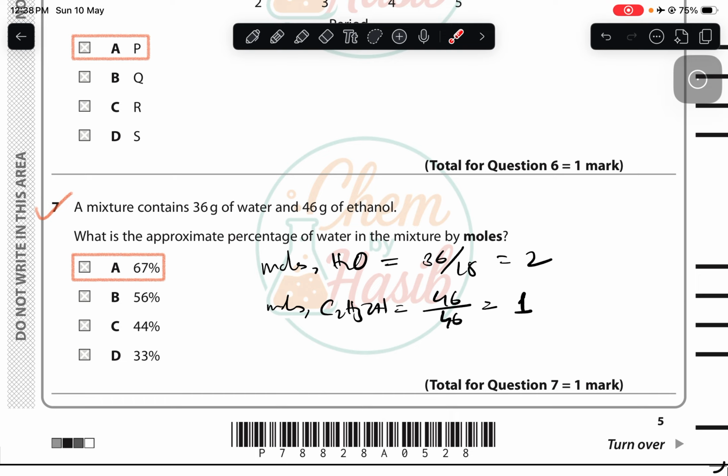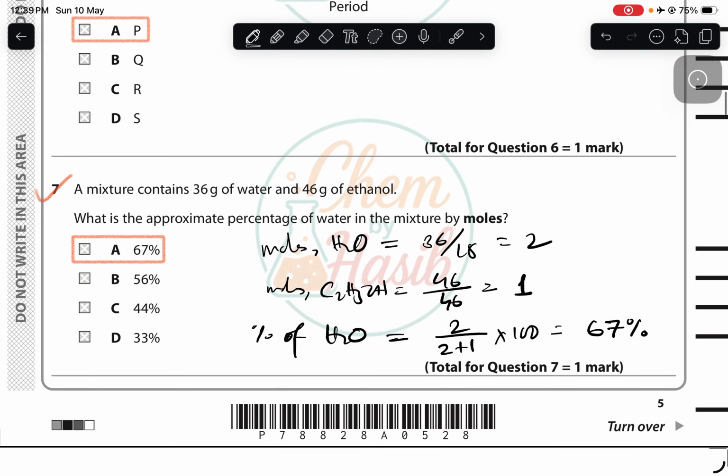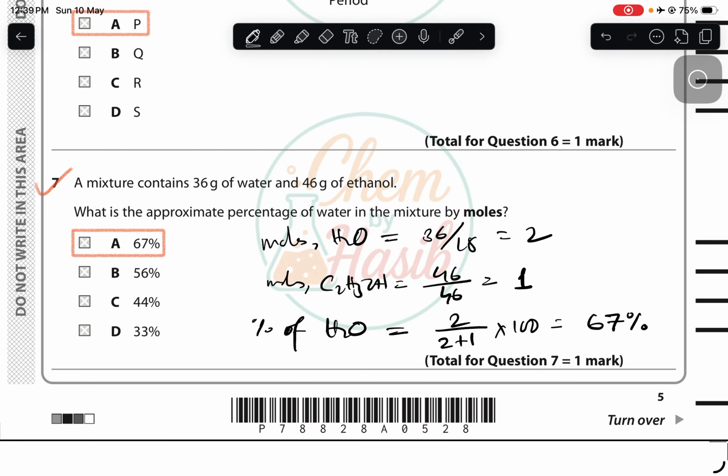Now you have to find the percentage of water in terms of moles. So percentage of water equals moles of water divided by total moles, 2 plus 1, multiplied by 100, which gives you 66.7% or 67%. So A will be the answer. All right. Then we move on to question number 8.